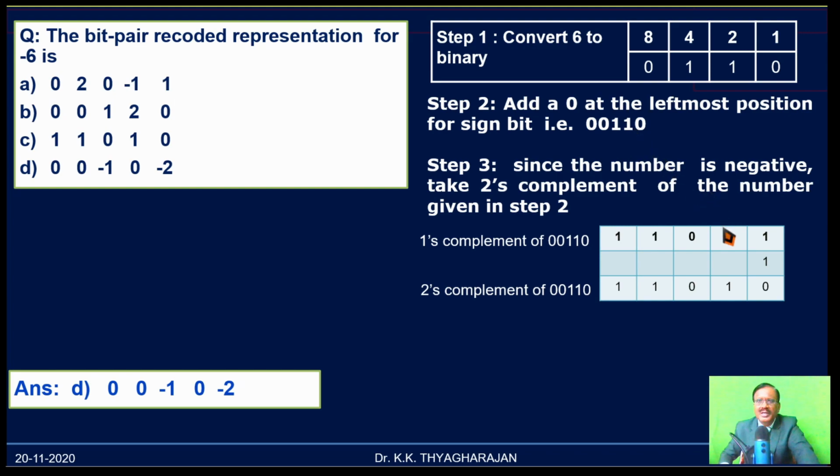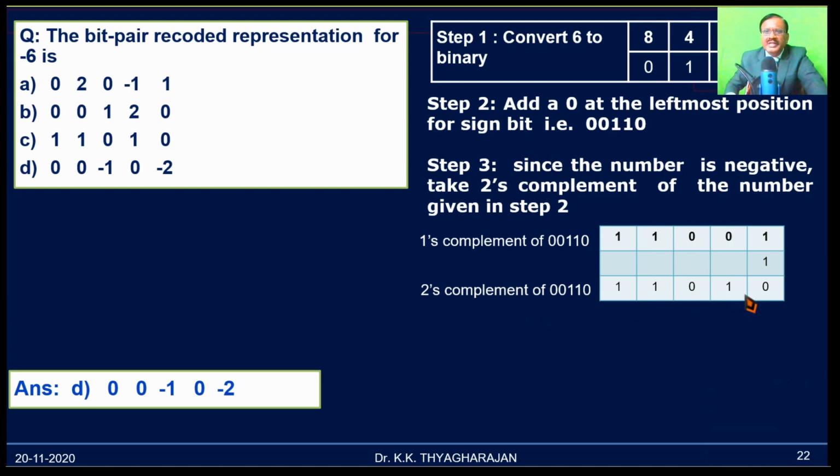This 1 will become 0, and this 0 will become 1. So this is the 1's complement. And add 1, you will get the 2's complement. So the 2's complement is 11010. This will represent -6.